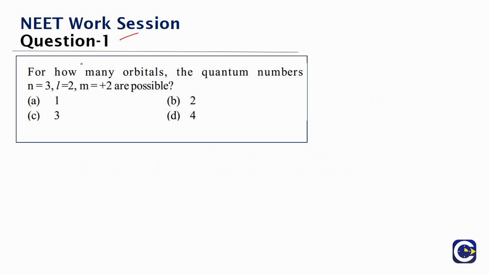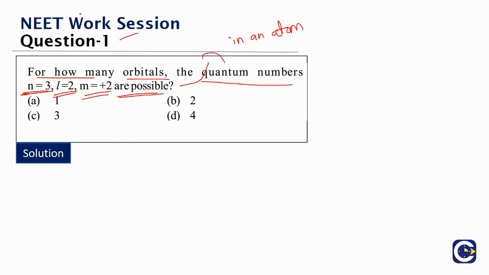Look at this. For how many orbitals are the quantum numbers n equal to 3, l equal to 2, m equal to plus 2 possible? Obviously they are asking in an atom. So in an atom, for how many orbitals is this set, they are fixing a set. Let us just look at it now.